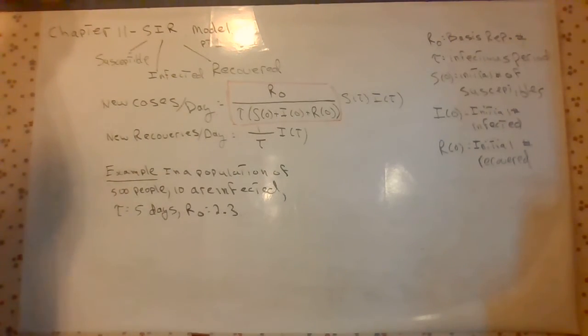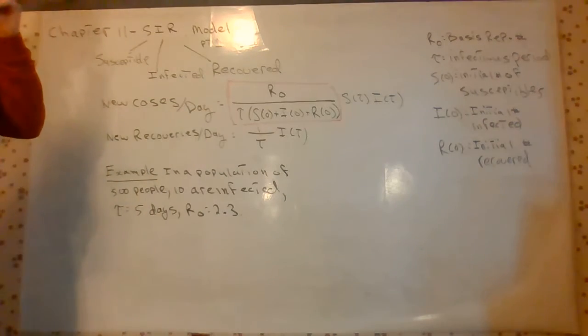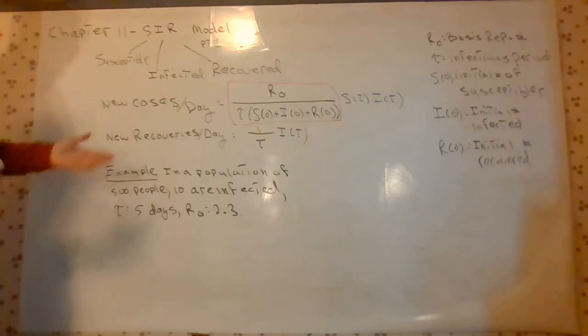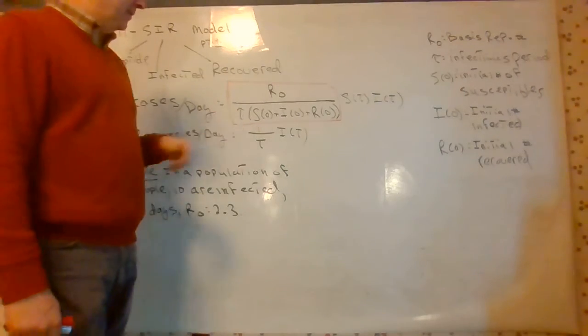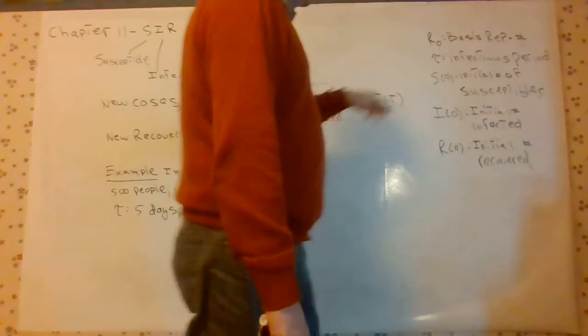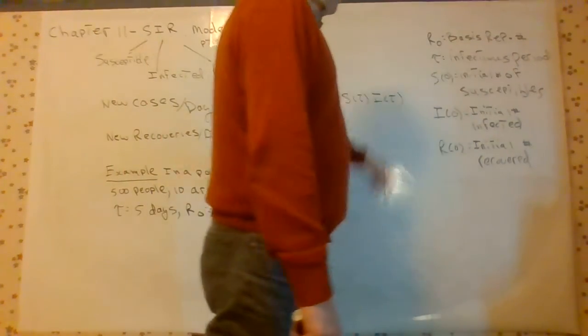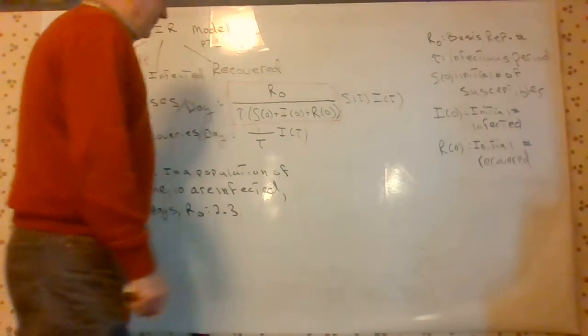And the difference with this model is now we have recoveries to worry about. With the logistic growth equation, once infected, always infected. Now we're going to siphon off a certain number of the recoveries. This Greek letter tau is actually the infectious period. R naught is the basic reproduction number as before.